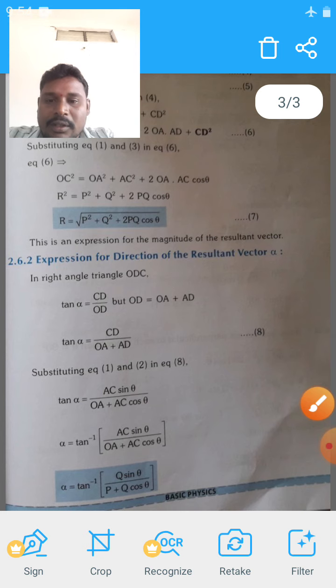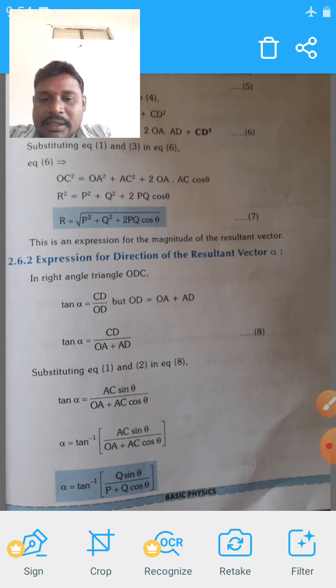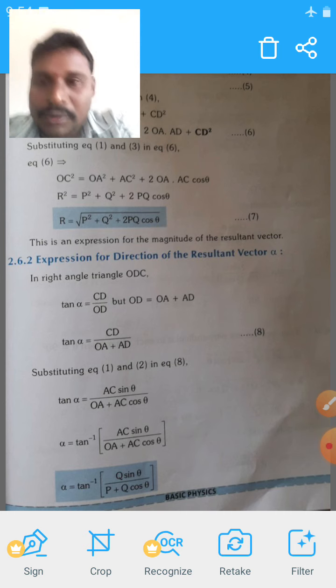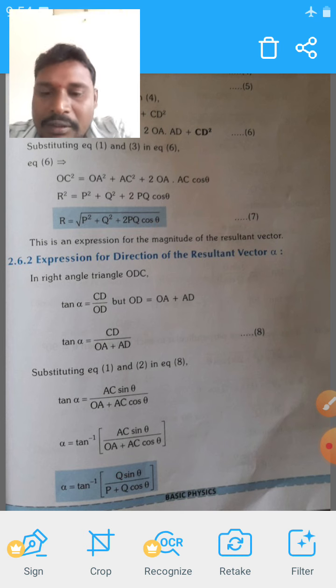Then tan alpha is equal to AC sin theta by OA plus AC cos theta. But what is AC? The formula of AC is Q. So in the place of AC write Q, and in the place of OA write P. But what we need is only alpha. Then send this tan to the right side. What happens? The main function becomes an inverse function.